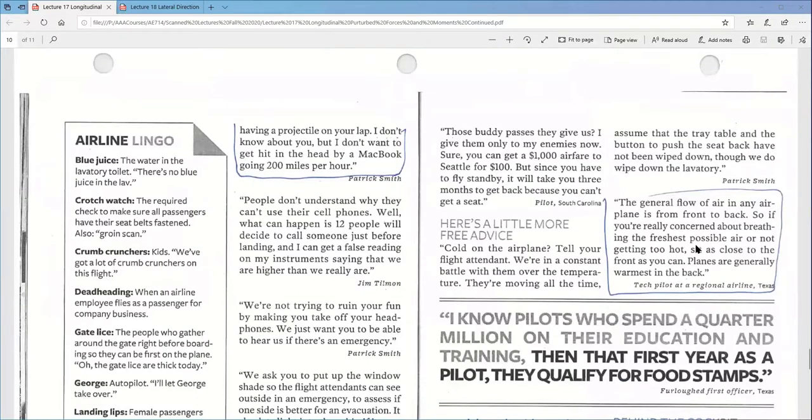This is really important now. The general flow of air in any airplane is from front to back. So that is maybe more important for the spread of viruses in airplanes now than it used to be. Although I understand that they've put a lot more air sanitization and they put HEPA filters on the airplanes to try to help out with that.